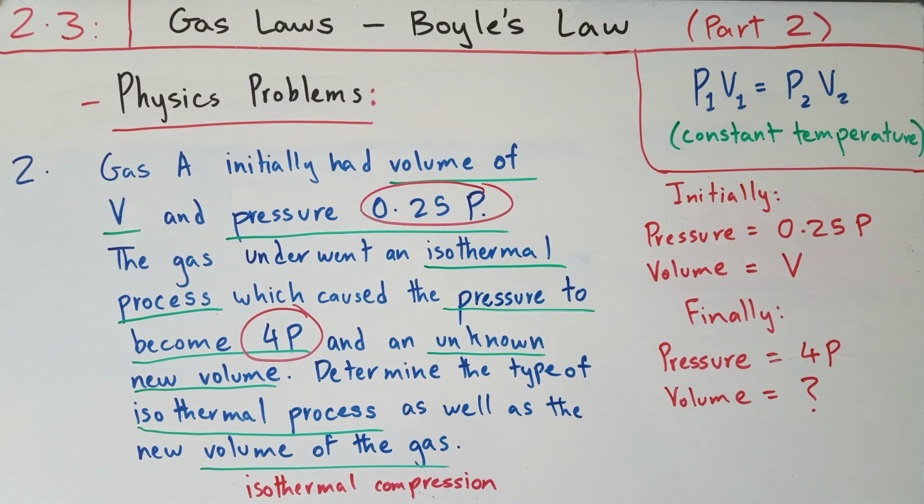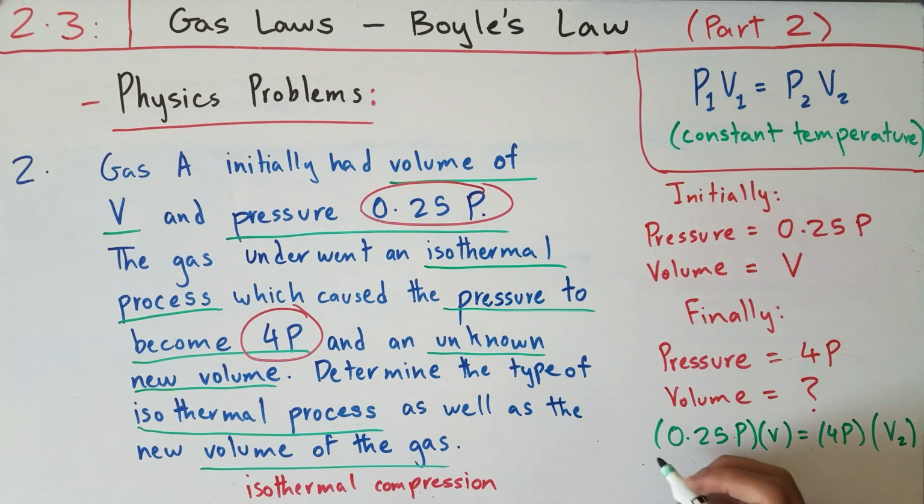So we can multiply these values. Our equation will turn out to be 0.25P times volume equals 4P times our second volume. We need to solve for V2, which will be the new volume of the gas. And the only way we can do this is by dividing each side of the equation by 4P, which will leave us with only the variable V2, which is what we're looking for. So V2 will be equal to 0.25P times the first volume of the gas, which is V, divided by the pressure of the gas after the compression occurs, which is 4P.